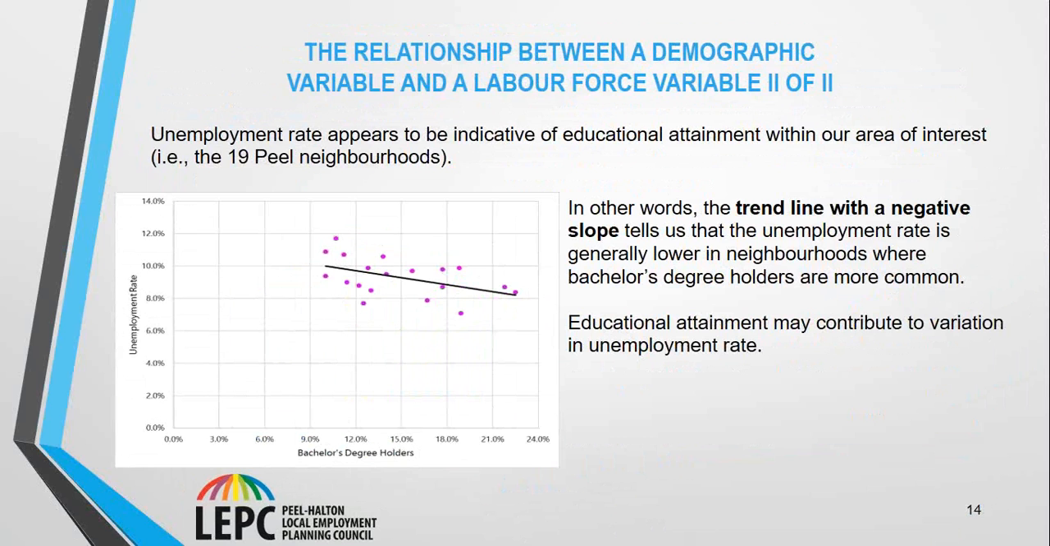In our second example, the percentage of people with a bachelor's degree is our demographic variable. The trend line has a negative slope, which means that it's moving downward. This line shows us that a lower unemployment rate reflects a higher percentage of people with a bachelor's degree.